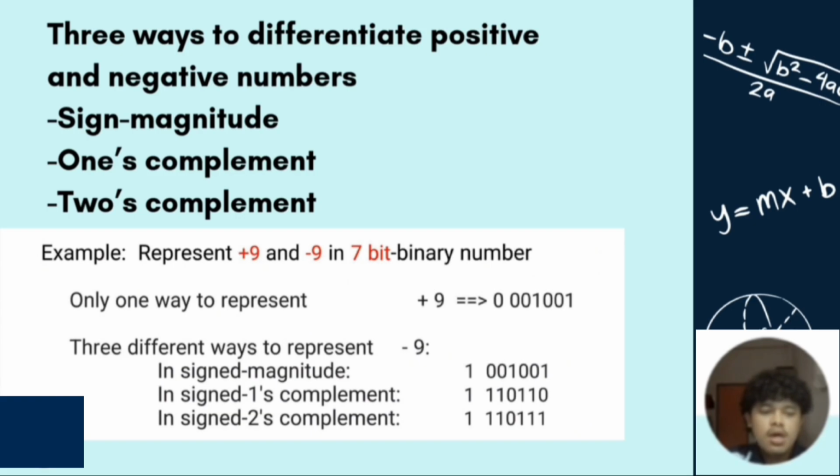But there are three different ways to represent the negative 9. The first way is by using the sign magnitude, and we get 1001001. The second way is by using the first complement, which we will get 1110110. And the third way is by using the second complement, which we will get 1110111.